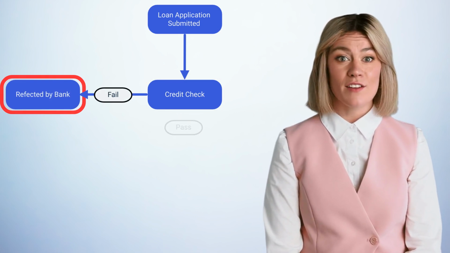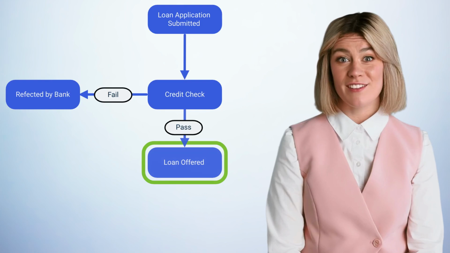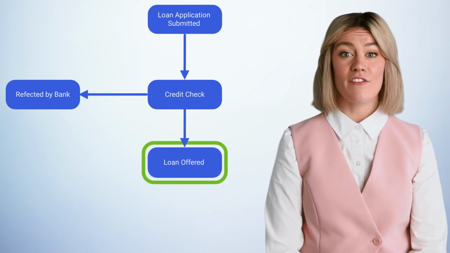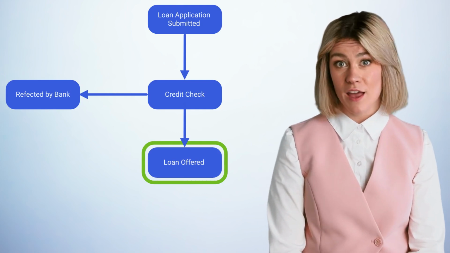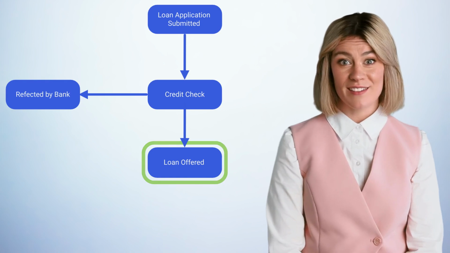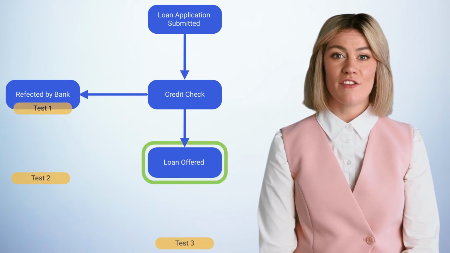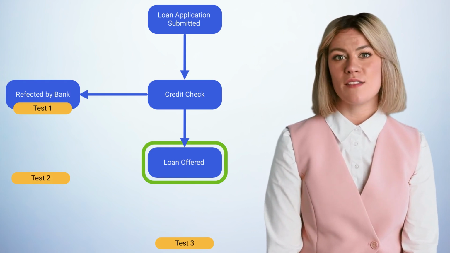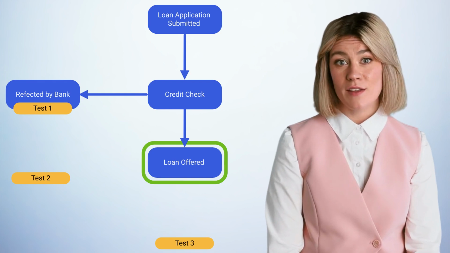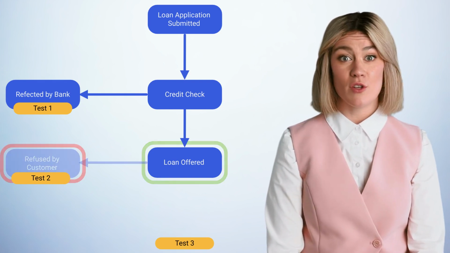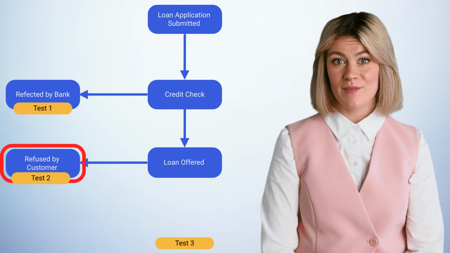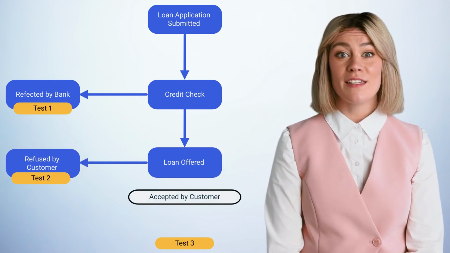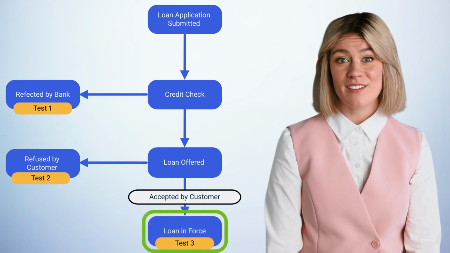If the credit check passes, the state will change to loan offered. In either case, the customer is informed automatically. If a loan is offered, there could be 2 potential outcomes or states in this process. First, the customer receives the offer, but for their own reasons, they decide not to accept it. The status will change to refused by customer. Alternatively, if a customer decides to accept the loan, the status will change to loan in force.